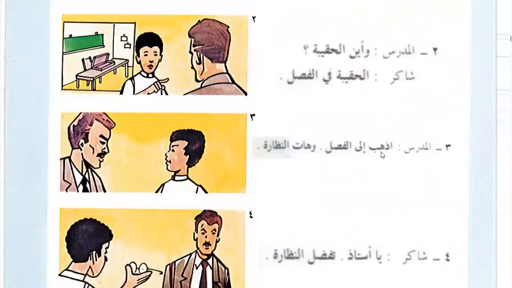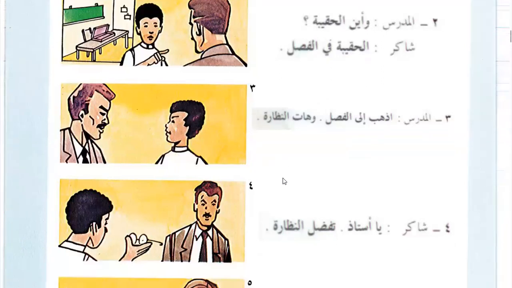Whenever we order anyone, we use sukoon at the end of the verb. So here the teacher is ordering him, so you must use sukoon at the end of the verb, at the end of the fi'l. Remember this point. Izhab ila al-fasl. Go to the class. Wa hatin nazara. And bring the glasses. Go to the class and bring the glasses.